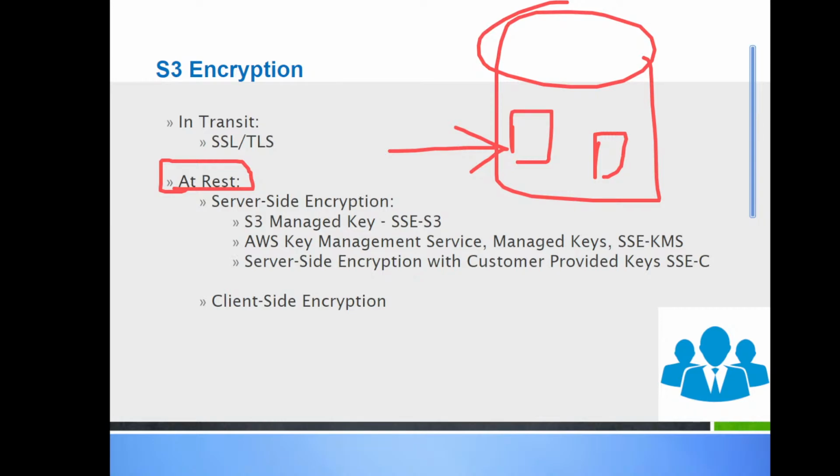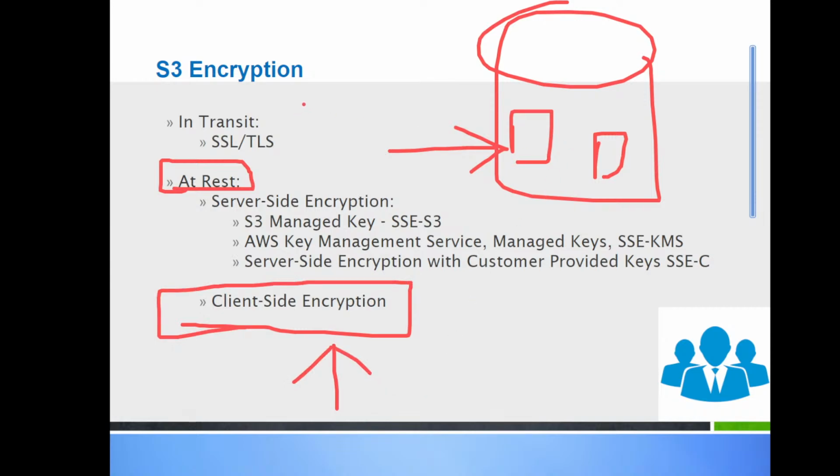Now there are three ways how you can encrypt your data in S3. Broadly there are two ways, and inside that there are three subparts. So first is client side encryption. Now what is client side encryption?